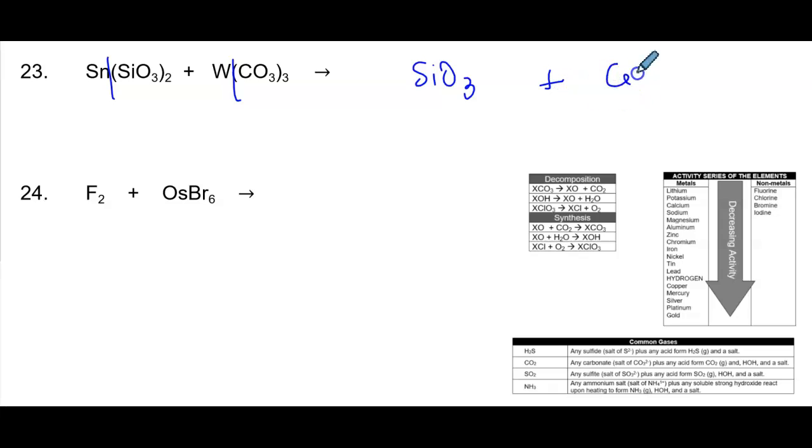SiO3 plus CO3, switch, W goes here, Sn goes here. We need to figure out what their charges are. We know this is a -2, and there's 2 of them, so that makes this side -4, so this has to be tin 4. So this is 4+, and we already know this is 2-. Over here, we know carbonate is a -2, and there's 3 of them, so that's -6. So then this has to be a +6, so then we know it's +6 over here.